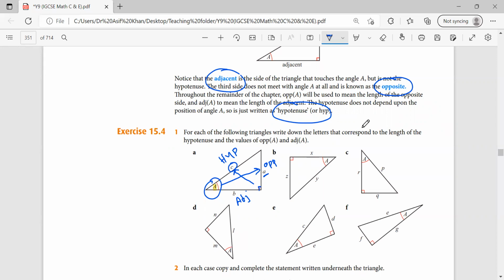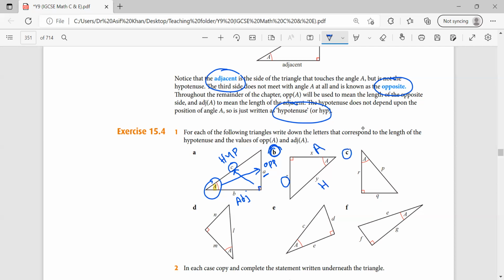Okay. For part B, Abdullah will tell what x, y, z are. What is x out of these three? Y is the hypotenuse. Z would be the opposite, and x would be adjacent then. X will be adjacent. Correct.